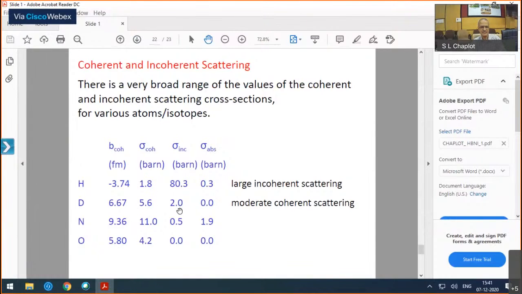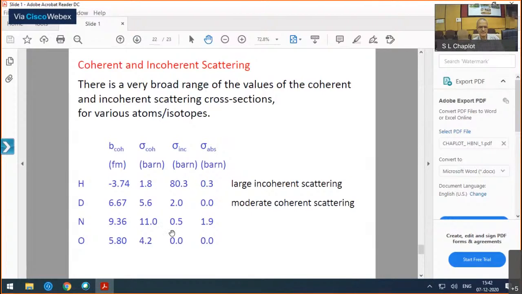In comparison to these numbers, say nitrogen, here I have averaged over all the isotopes of nitrogen. Here there is no averaging. If you take ordinary water, then you need to average, but it has got largely the hydrogen isotopes and a very small fraction of deuterium, and therefore the scattering still is largely because of the hydrogen.